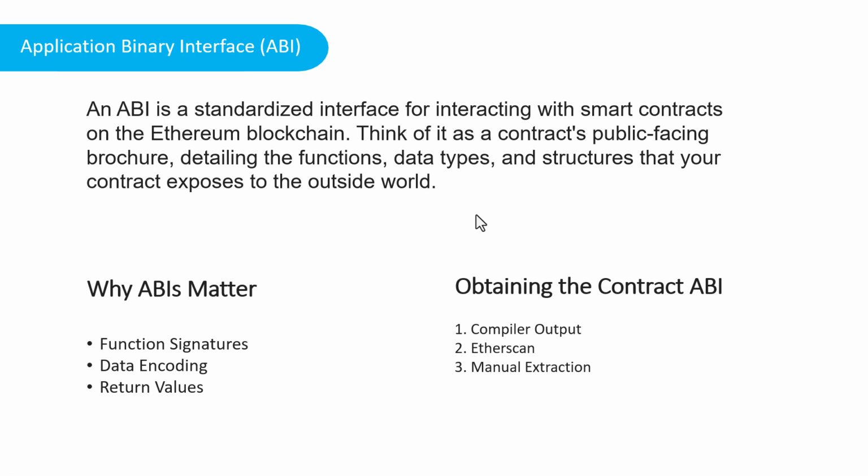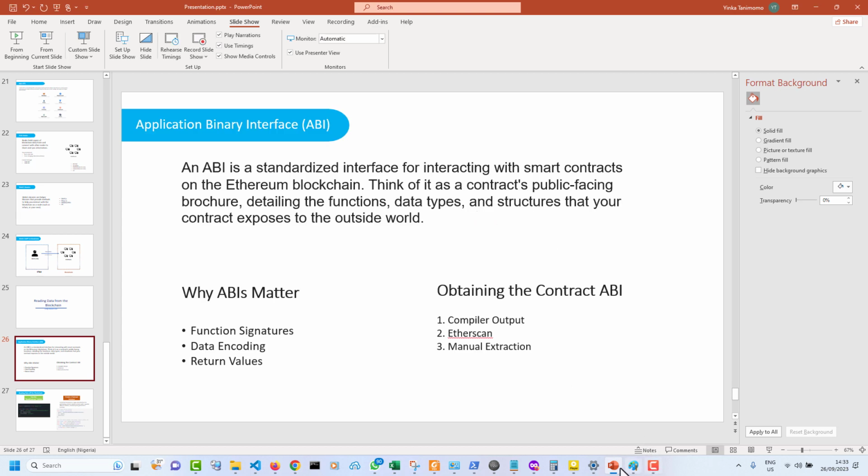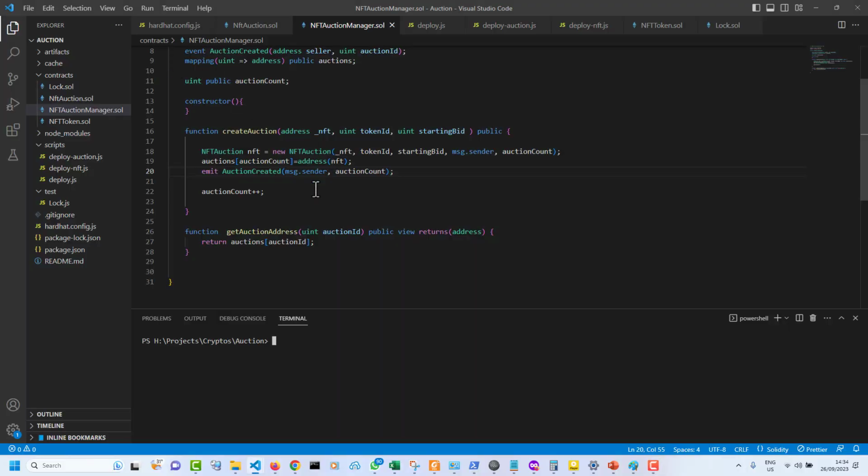In this tutorial, we are using Hardhat, and so we'll be getting the ABI via the Hardhat compilation. So let's go back to our Hardhat project, the auction Hardhat project that we created earlier. Open your terminal and run npx hardhat compile to compile the project again. If you've been following along, your project should compile successfully.